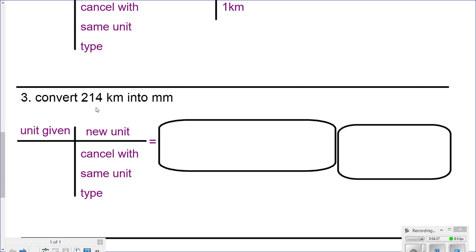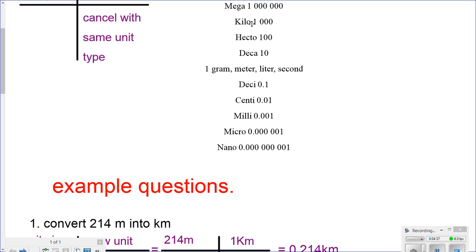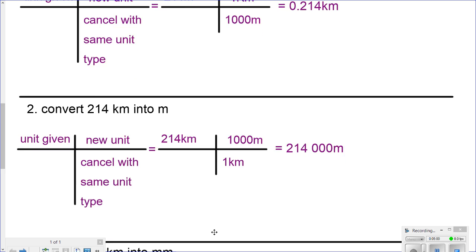Convert 214 kilometers into millimeters. I'm going into a 2-step process over here because I am going from kilos over here to milli at the bottom. I need to go from kilo to the base, from the base to milli. And I can see that's 1, 2, 3, 4, 5, 6 spaces. To make the kilo into 1 and to make the milli into 1, I need to move my decimal by 6 spaces. Let's see how this is set up.